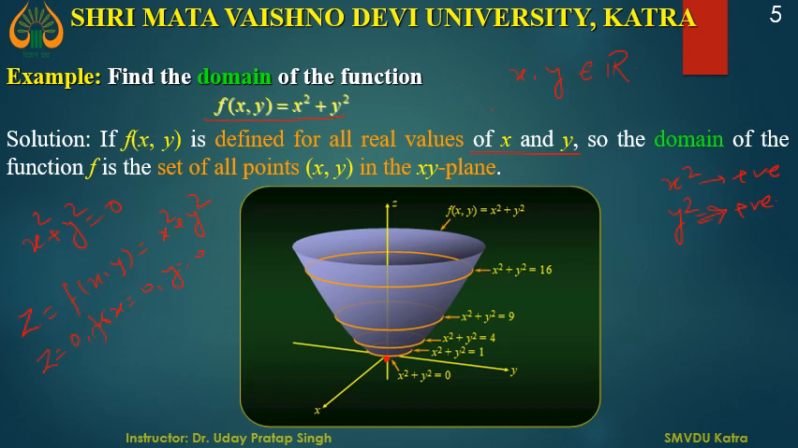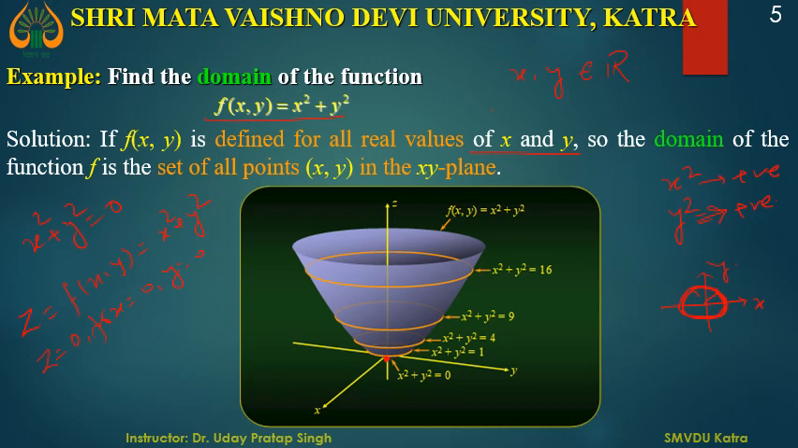Again, x square plus y square is equal to 1. Right? It is a circle in the xy plane whose center is 0, 0 and radius is 1. All the points of x, y lie on the boundary of this circle. Right? This gives us z is equal to 1.